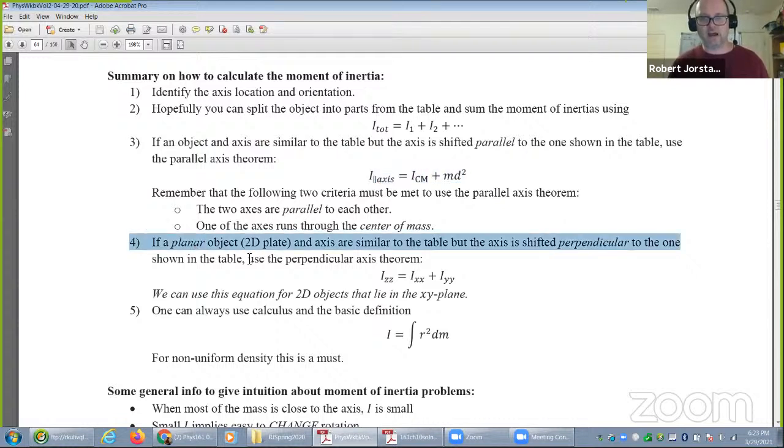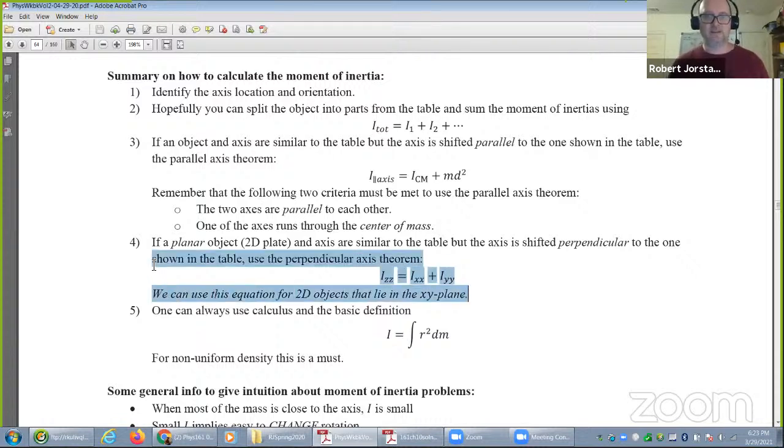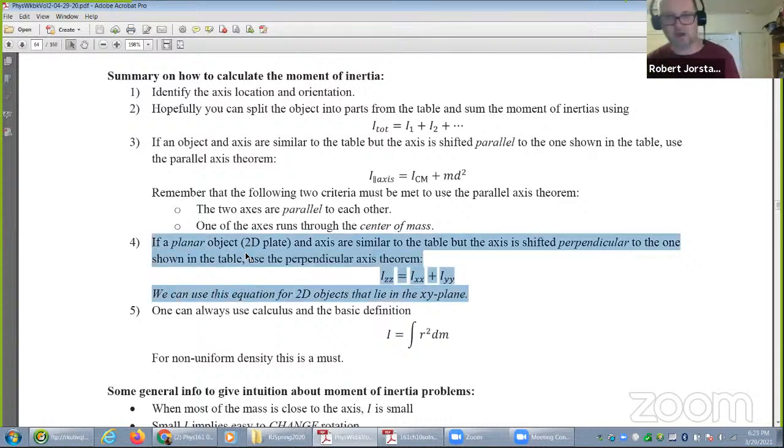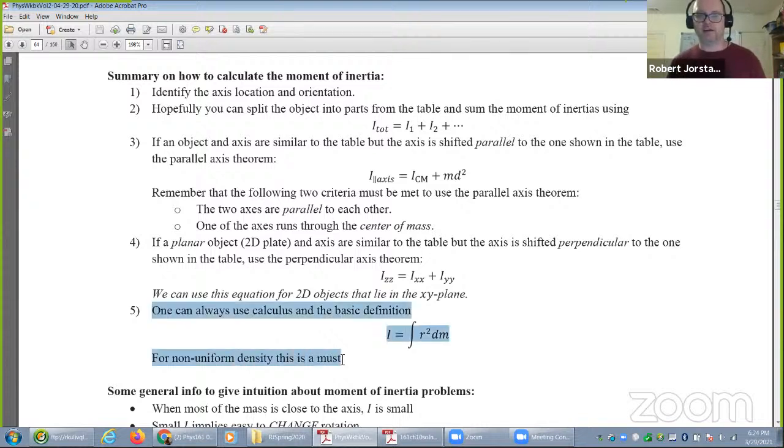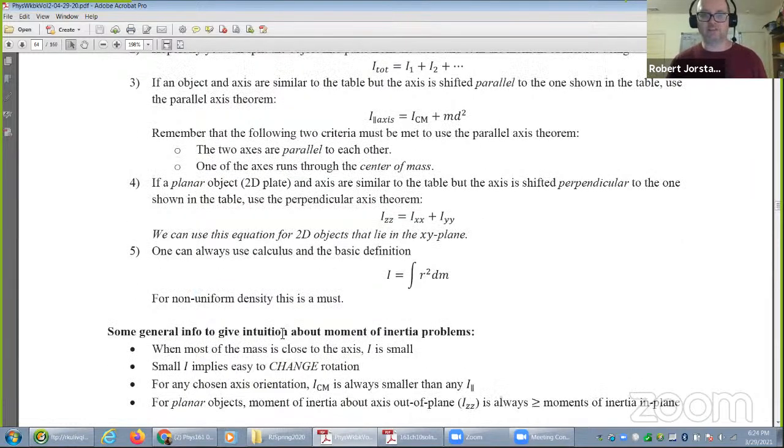If it is a planar object, a 2D plate, and it's out of the plane, basically you could say this equation is valid for objects in the XY plane if you're looking for the Z-axis. Similarly, if you had the XZ plane, you could say I_XX plus I_ZZ equals I_YY. And then finally, you could always use calculus. If you have a non-uniform density, we pretty much have to do this. Some information to give us intuition.